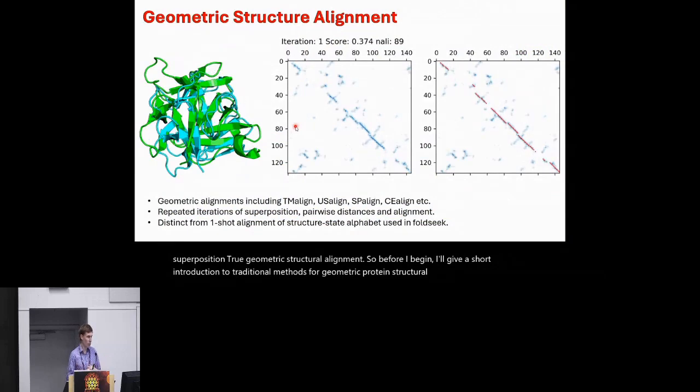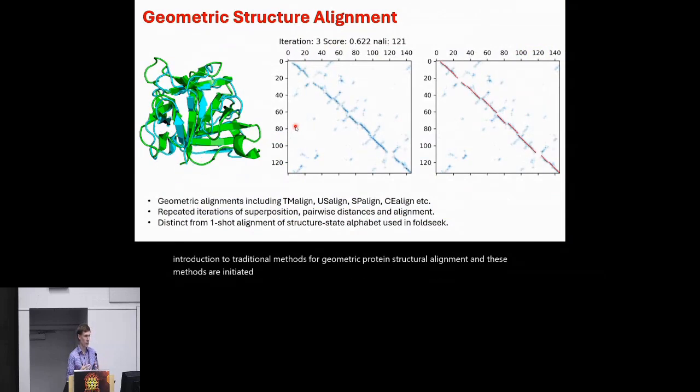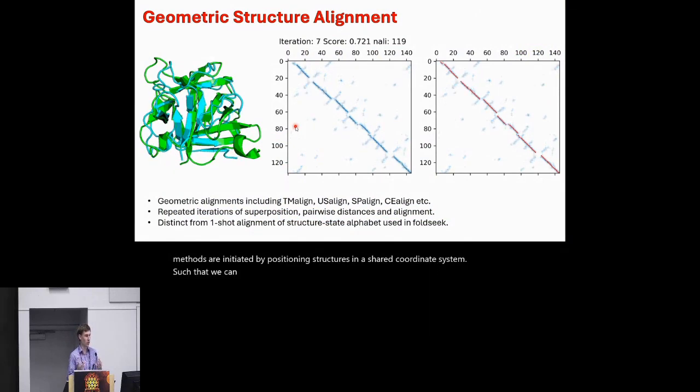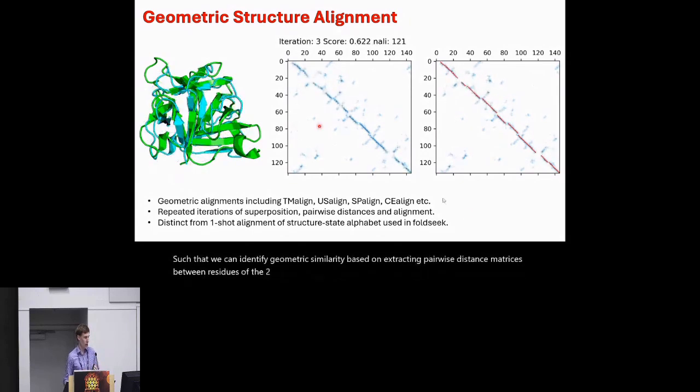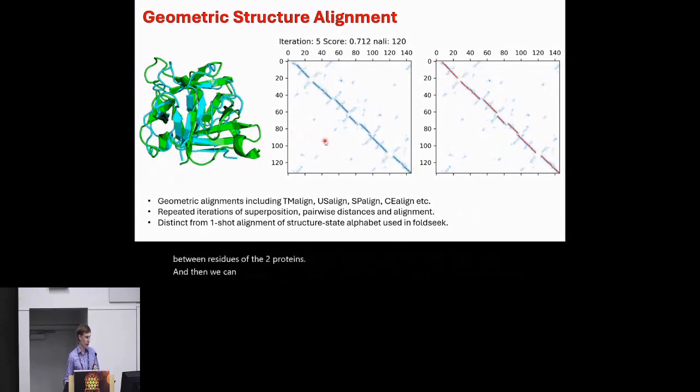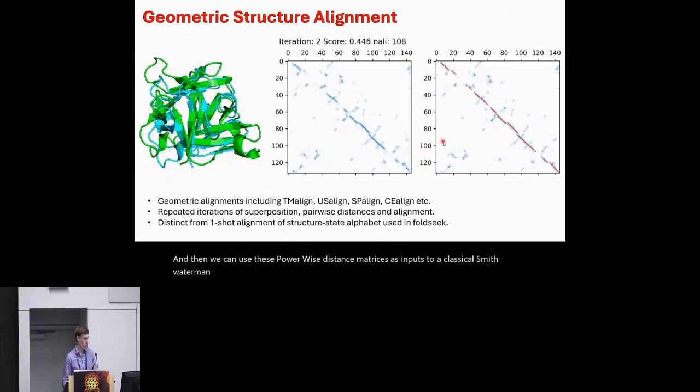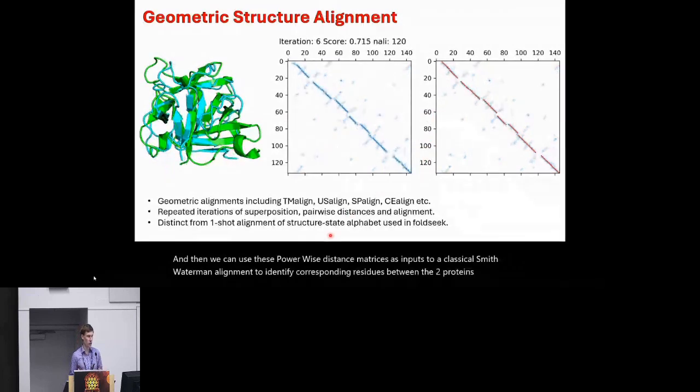These methods are initiated by positioning structures in a shared coordinate system such that we can identify geometric similarity based on extracting pairwise distance matrices between residues of the two proteins. And then we can use these pairwise distance matrices as inputs to a classical Smith-Waterman alignment to identify corresponding residues between the two proteins, which are co-located in Cartesian space.